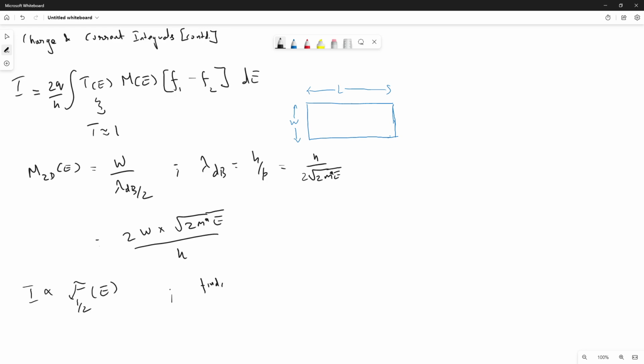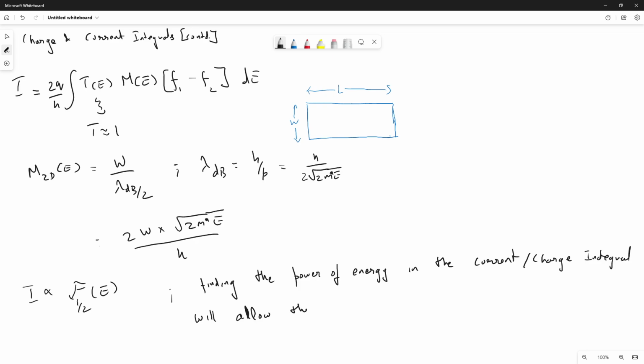Essentially, finding the power of energy in the current slash charge integral will allow the identification of the corresponding Fermi integral. Okay, all right. So that is that.